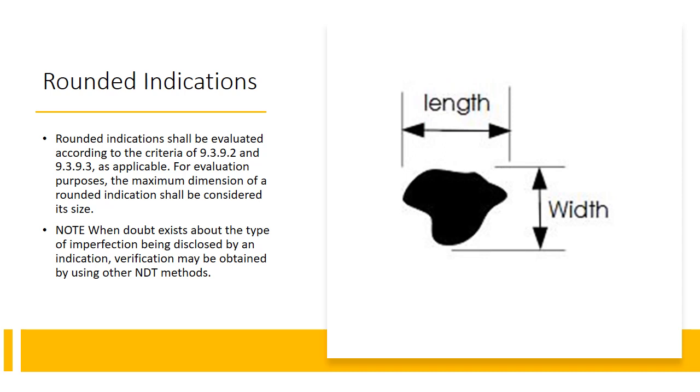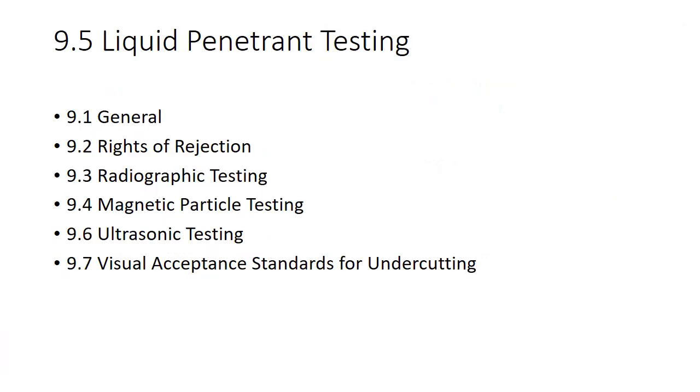Note, when doubt exists about the type of imperfection being disclosed by an indication, verification may be obtained by using other NDE methods. So you're not just confined to 1 or 2 NDE methods. If you have questions, you can use other NDT methods to determine the size and scope of an imperfection and to figure out whether or not it's a defect. Liquid penetrant testing.